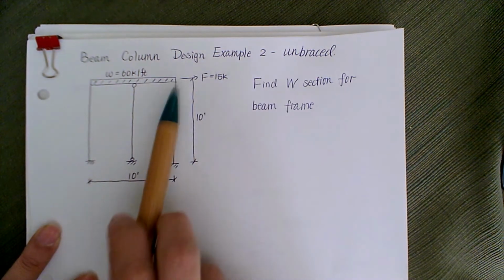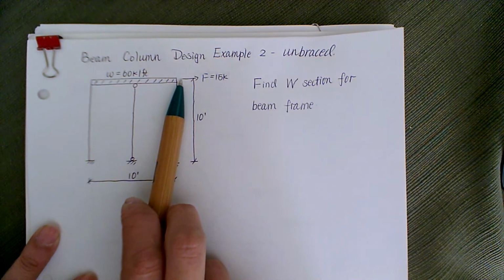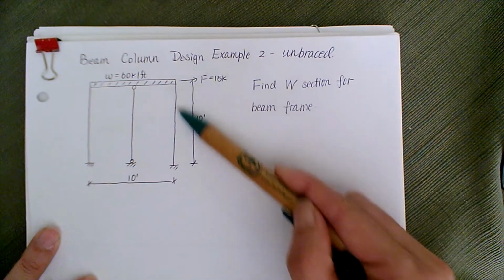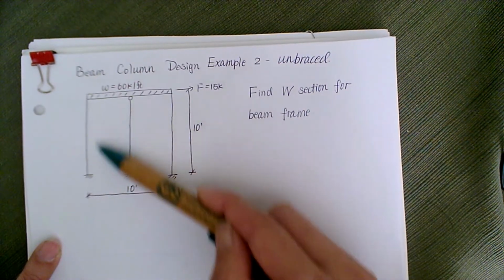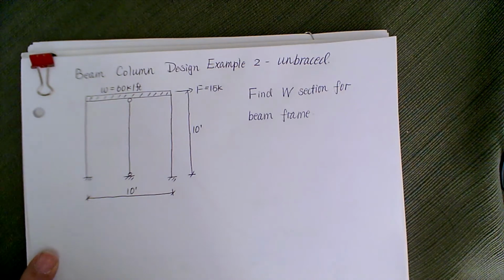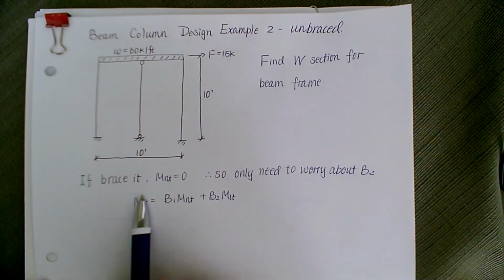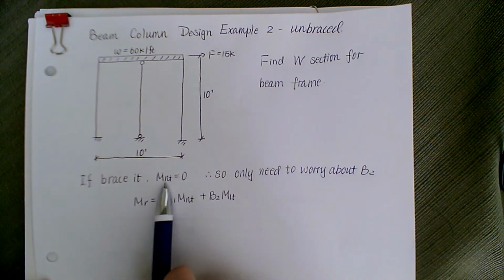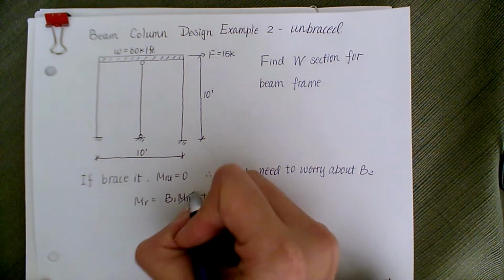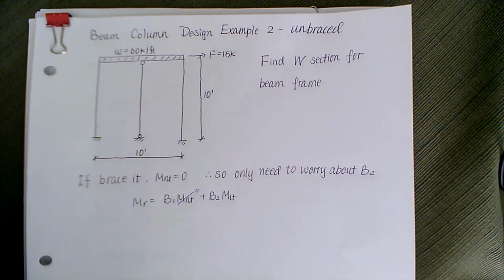So now let's take a look here. If we try to add a pin support here to restrain the horizontal movement, are we going to have moment for the columns here? The answer is no, right? So which means if we try to brace it, the moment is actually going to be 0. So now let's see, if we had Mlt equal to 0, this term is already gone. So which means we only need to care about the B2.